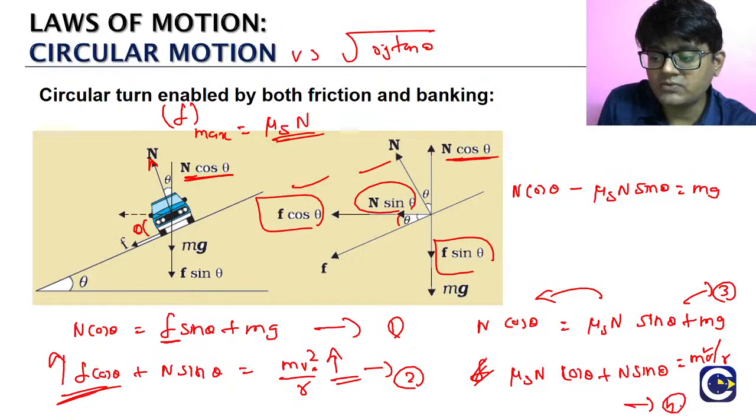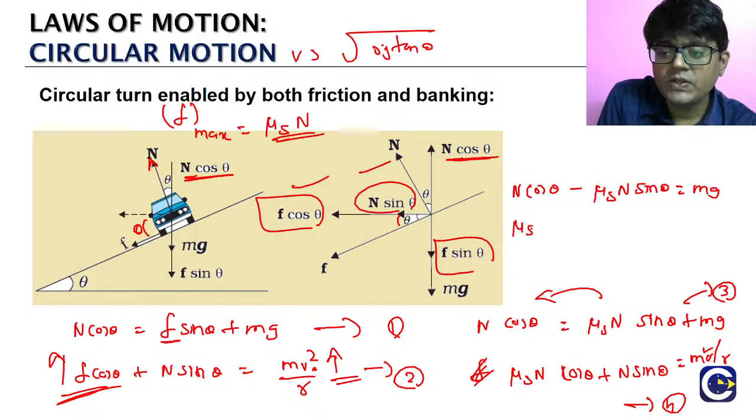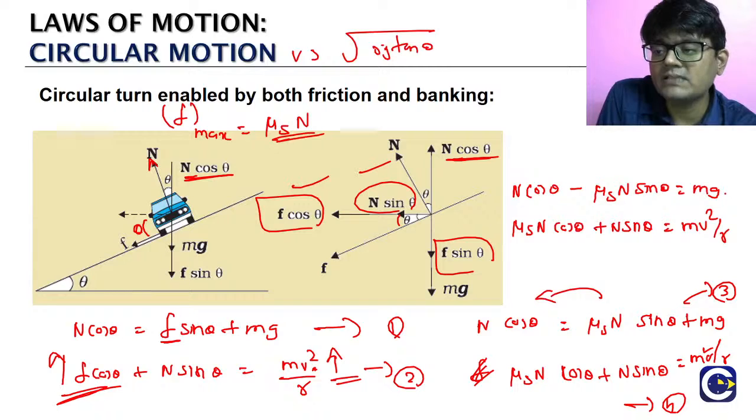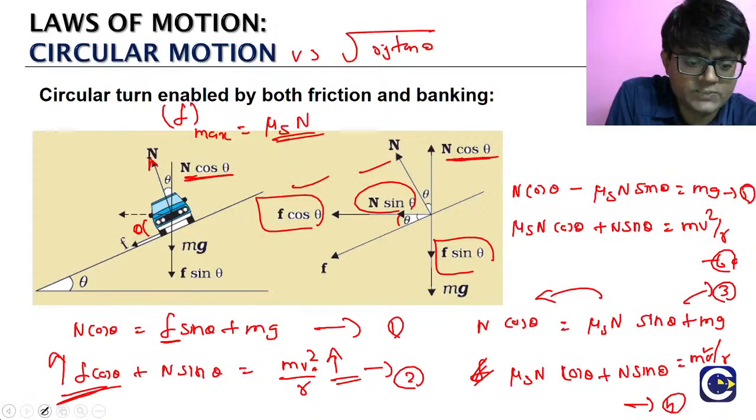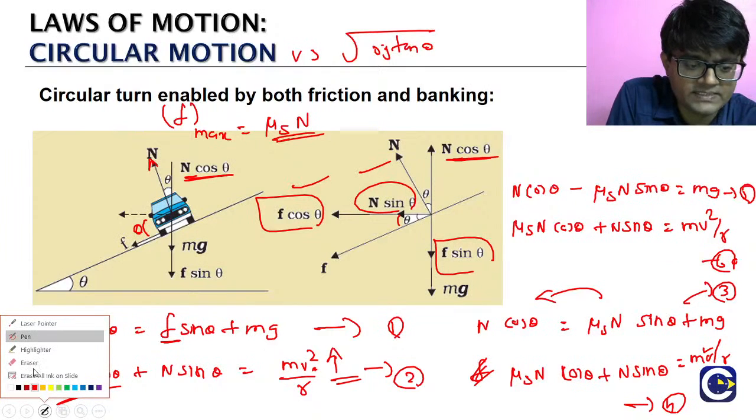Fourth equation அப்படியே இருக்கட்டும். What is the fourth equation? Mu s into n cos theta plus n sin theta is equal to mv square by r. We will call them equation 5 and equation 6. So we almost got the expression. What are these? Equation 5 and equation 6.